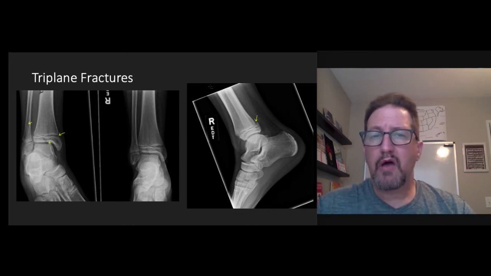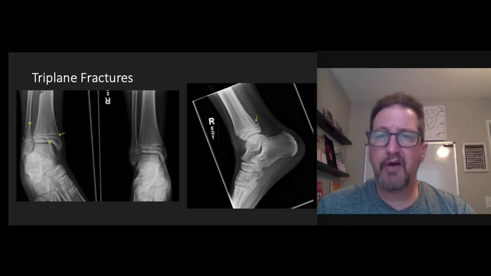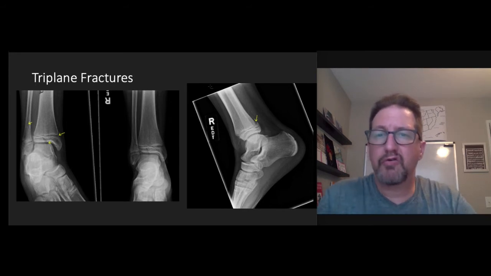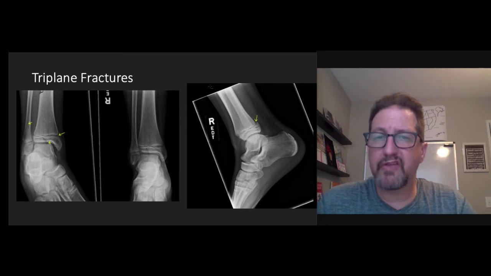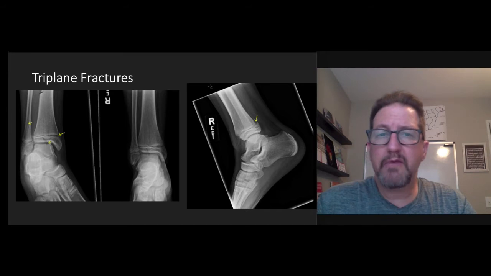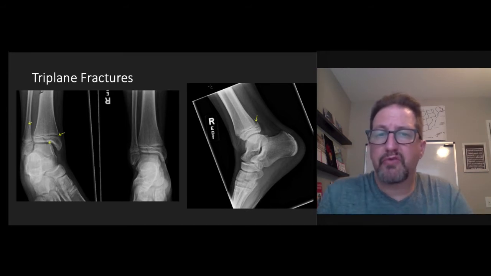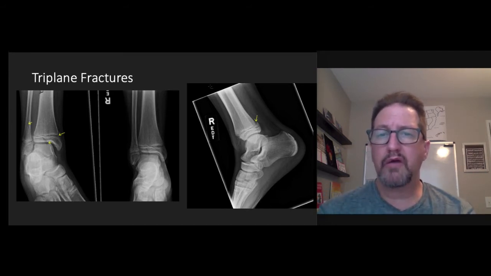So a triplane fracture is a type of pediatric fracture, and it occurs when part of the growth plate is open and part of it has ossified. This is usually somewhere between the 12 and 15-year-old age group that we tend to see it. And in this image, you can see these three views of this ankle. The entire growth plate appears to be open, but really it's starting to ossify. We just haven't seen it yet on the radiograph.